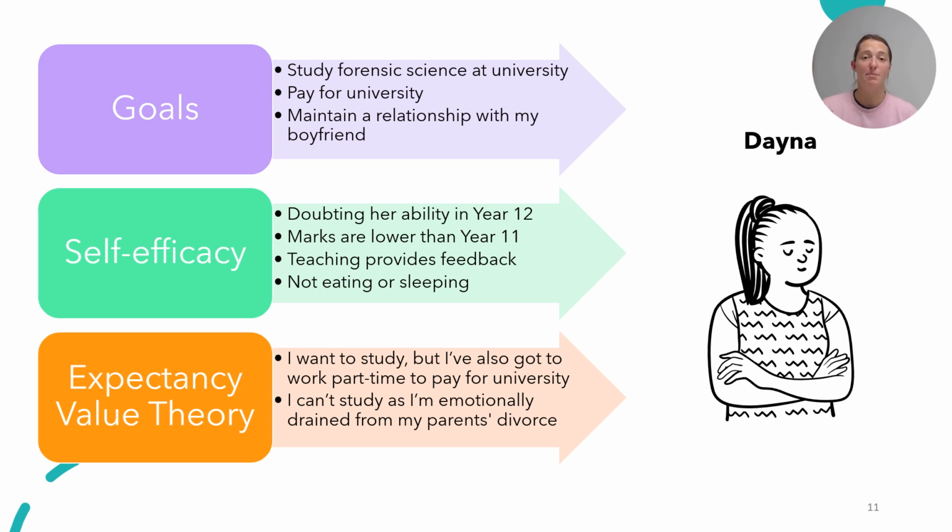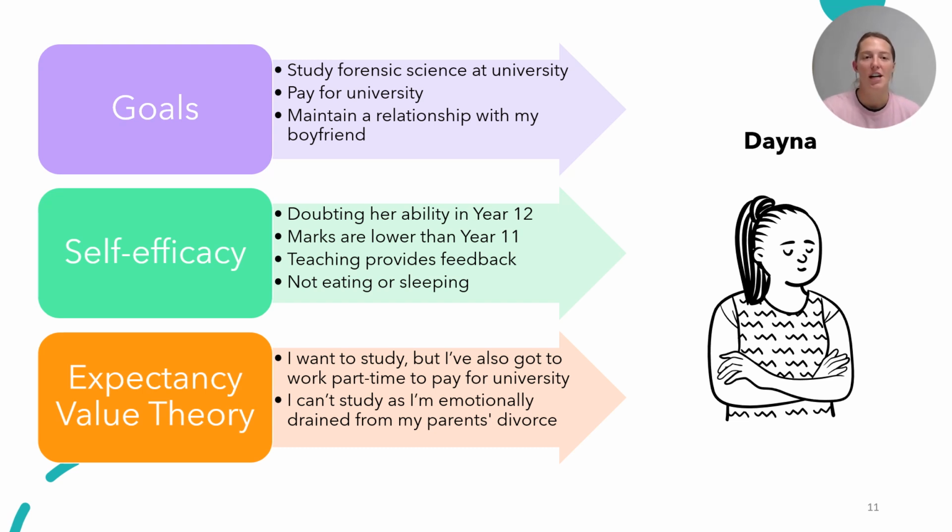So she has multiple goals, and they're broad and long-term, which might reduce her motivation. She wants to study forensic science at uni. However, her goal is also to pay for university. And another goal is to maintain a relationship with her boyfriend, and that could have been a goal at some point in year 12 before that broke down. So there are all her goals. They're very conflicting, and a lot of them are broad. They're also really big, weighty, heavy goals. So you can see you would be overwhelmed with those types of goals.